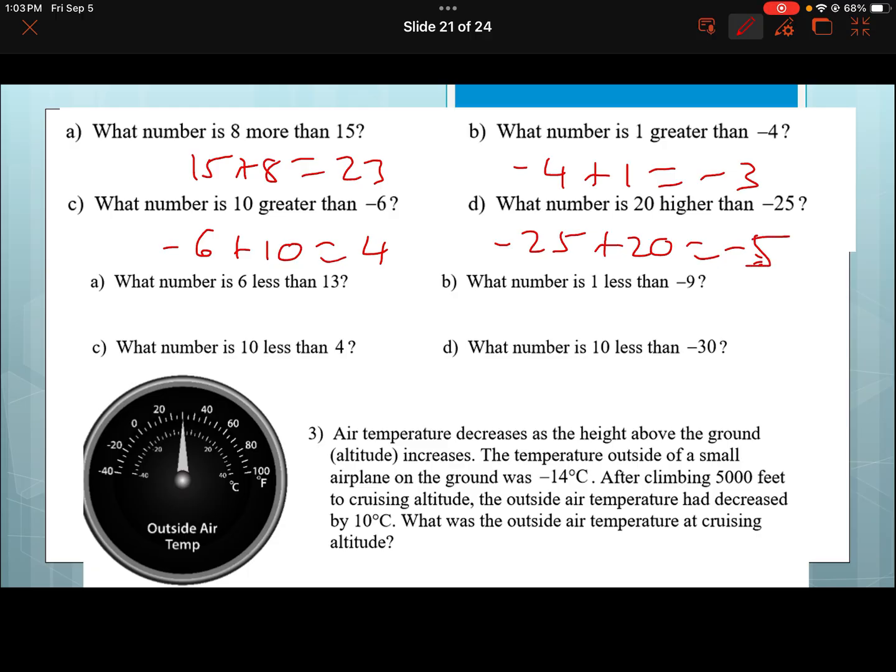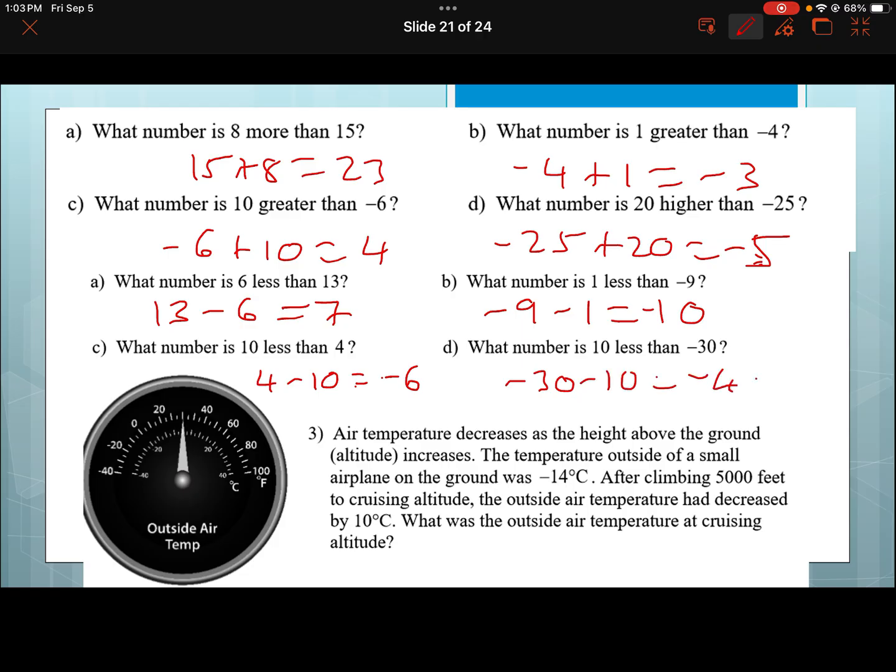What number is 6 less than 13? So do 13 and then take away 6. So that'll get you 7. What number is 1 less than -9? So it's -9, then take away 1, because 1 less, right? So that's -10. 10 less than 4, so 4 take away 10 is -6. And then what number is 10 less than -30? -30 take away 10 is -40.